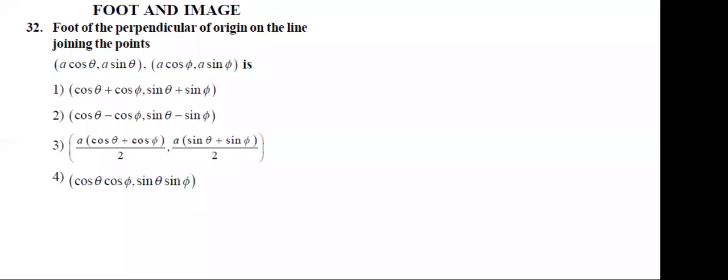So these are level 1 problems. Question number 32. Read question 32. Foot of the perpendicular from the origin on the line joining the points. Suppose see here, this is a line. This is point A, this is point B, and here is the origin. Now we need the foot of the perpendicular.